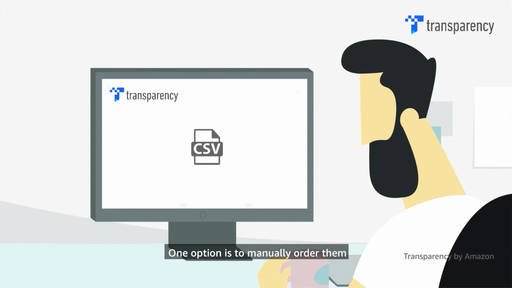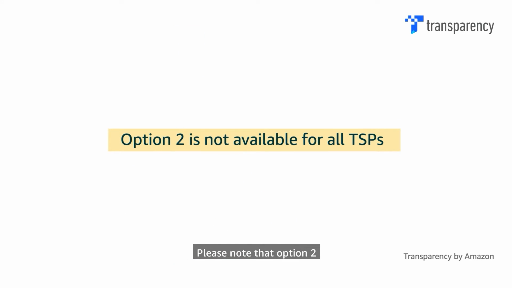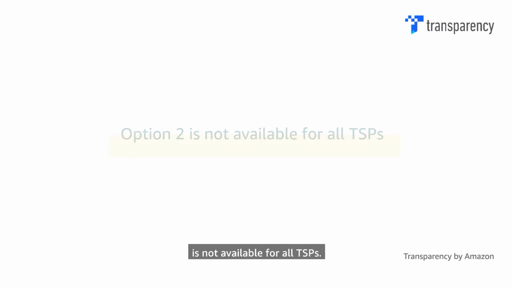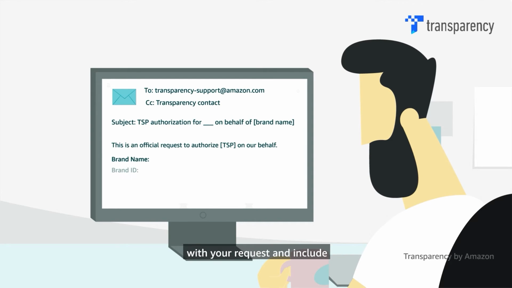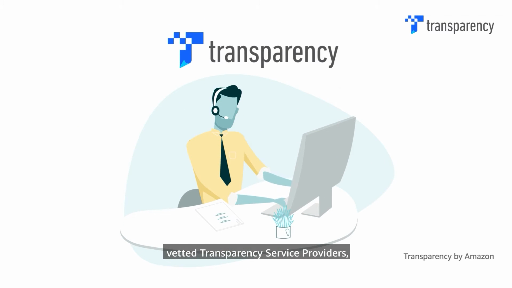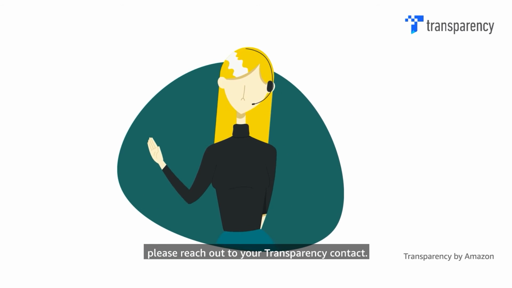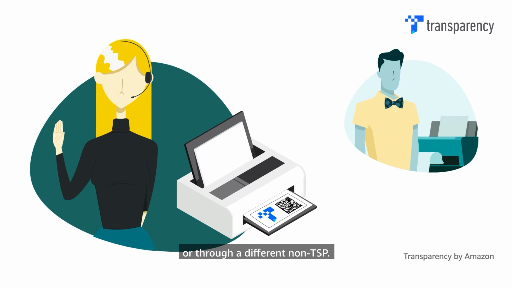One option is to manually order them and upload the codes to the TSP website. The other option is for the TSPs to obtain the code files and order them on your behalf. Please note that option 2 is not available for all TSPs. If you are using the second option, simply email Transparency support with your request and include your brand name and brand ID. We recommend having access to both options in the event that one is unavailable. If you choose not to use one of our vetted transparency service providers, please reach out to your transparency contact. They will guide you through printing the codes in-house or through a different non-TSP.